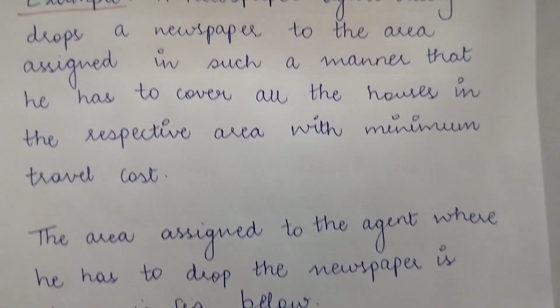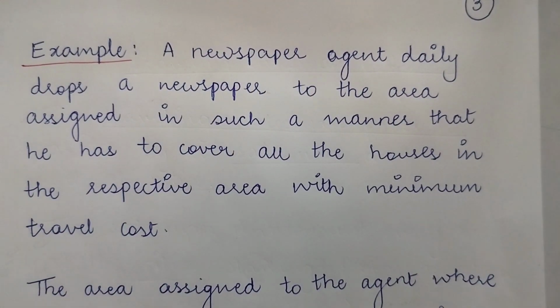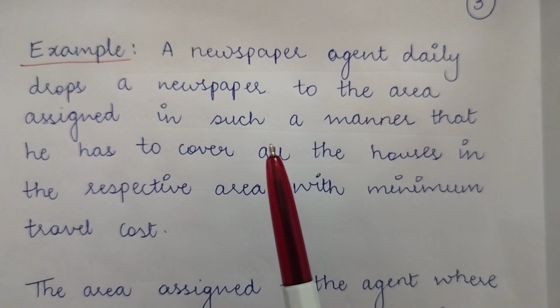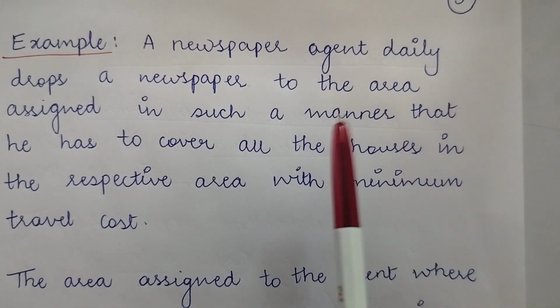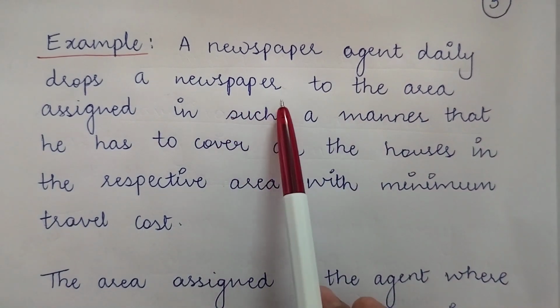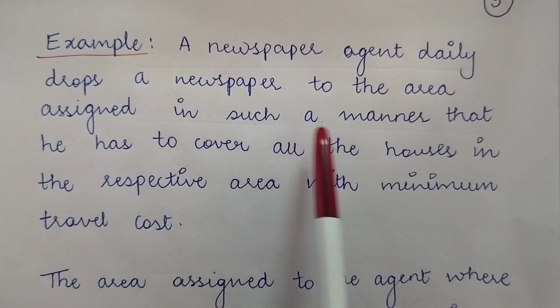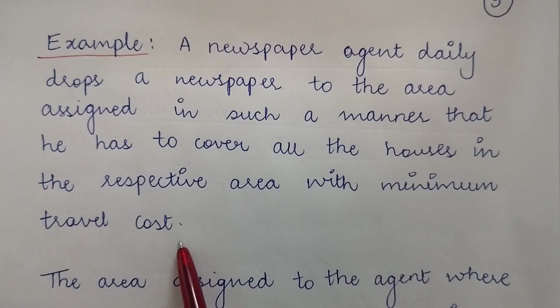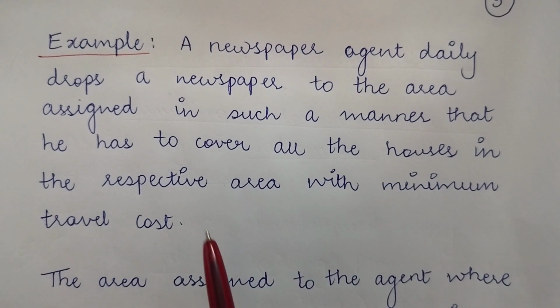Now we will take an example. With the help of an example, you can better understand how you will solve the traveling salesman problem. Now we consider a hypothetical situation, and we say there is a newspaper agent who daily drops a newspaper to the area assigned in such a manner that he has to cover all the houses in the respective area with minimum travel cost. So he has to distribute newspapers in a particular area.